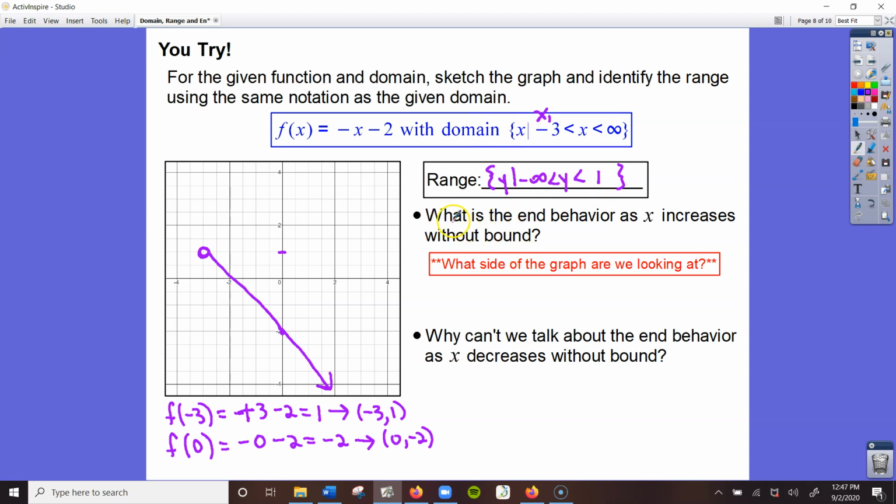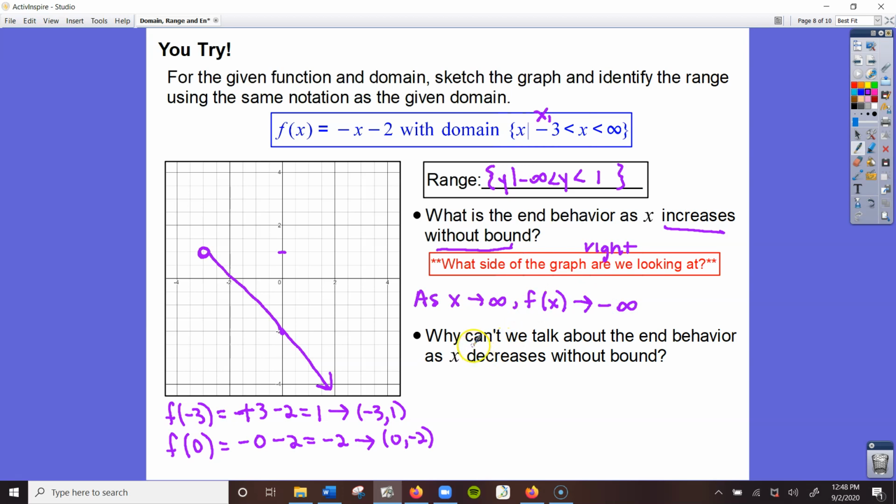Now for this question, it says, what is the end behavior as x increases without bounds? If x is increasing, that means that I am looking for as x is approaching infinity. This is the right side of the graph. As x is approaching infinity, f of x is approaching... Now I'm going to look at my graph. On the right side, I can see it's going down, so I would put negative infinity.